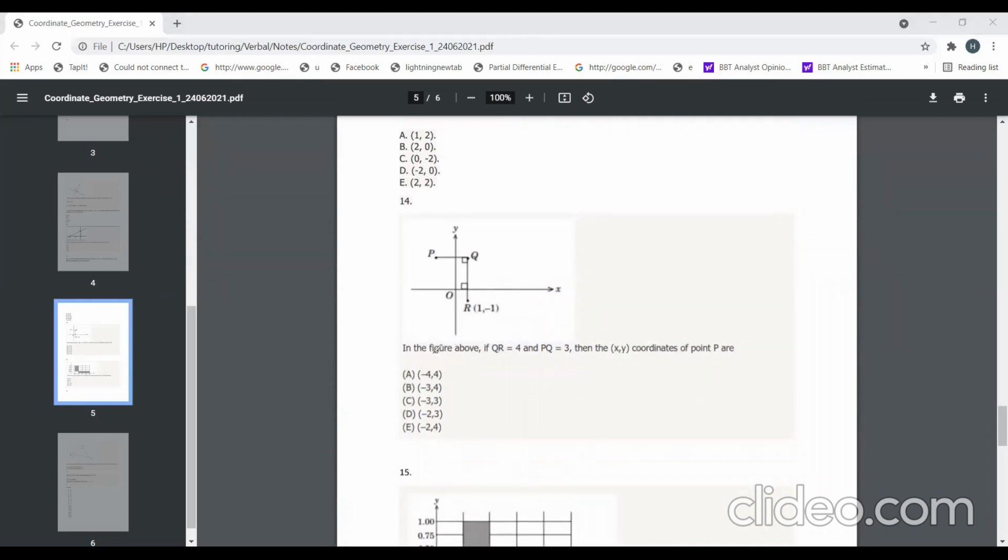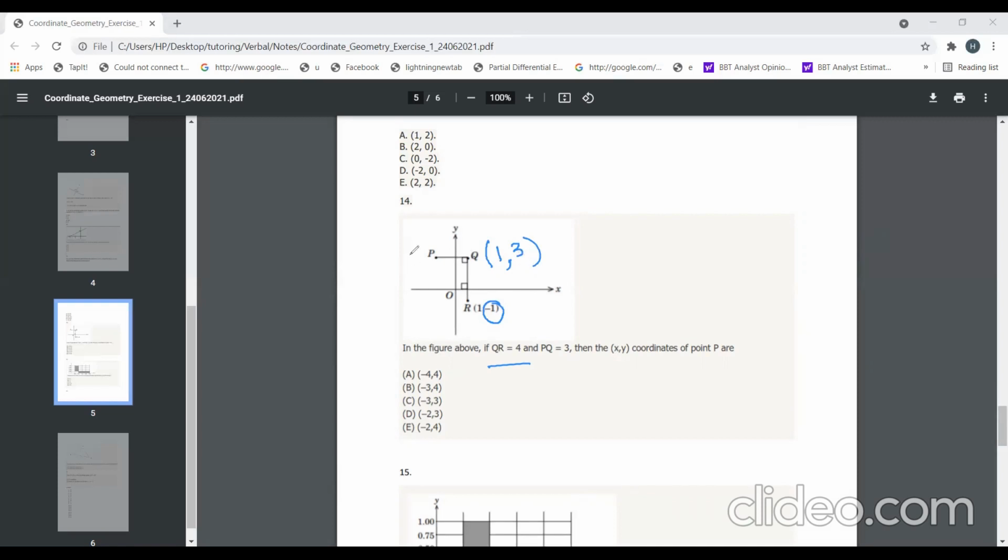Okay. 14. In the figure above, if QR is equal to 4 and PQ is equal to 3, then the XY coordinates of point P are... Basically, distance QR is 4. So if this distance is 4, the x coordinate of Q would be equal to the x coordinate of R, which is 1, right? We saw that before as well. And what would be the y coordinate? Since this distance is 4 and this y coordinate is minus 1, the y coordinate of Q would be 3. Make sense, Pranay?